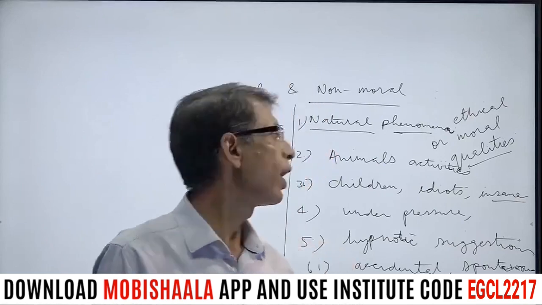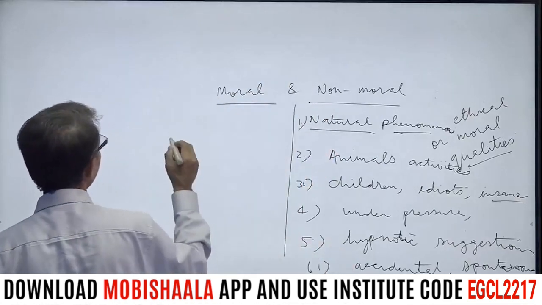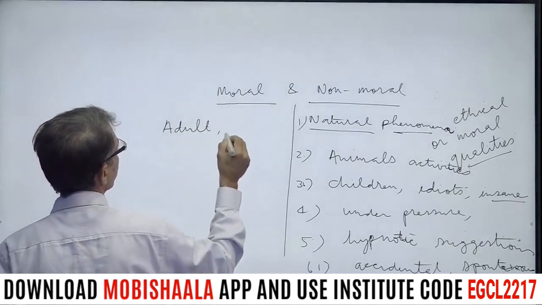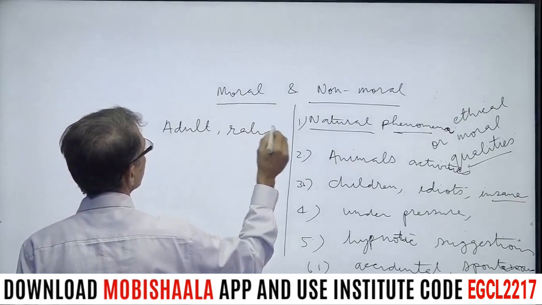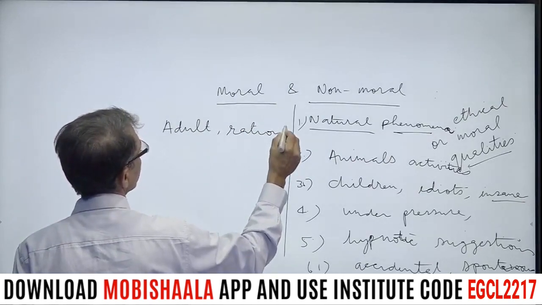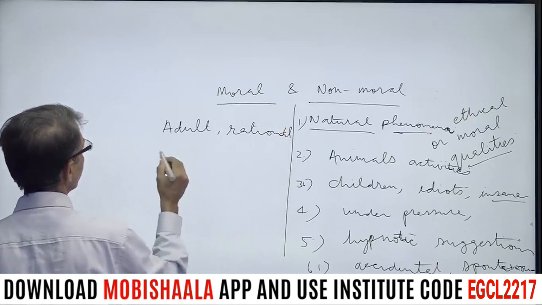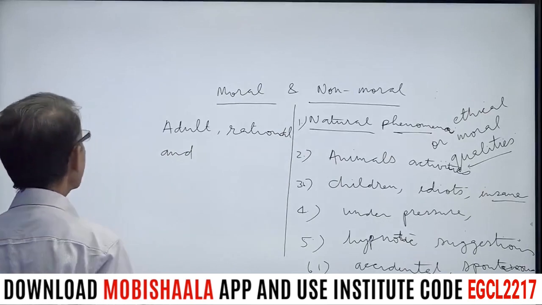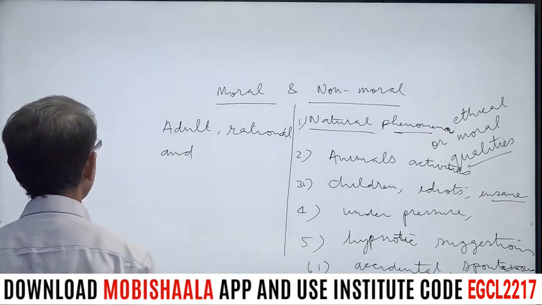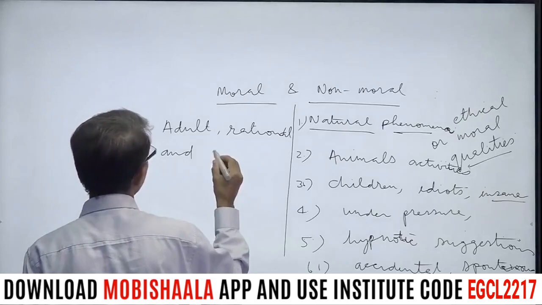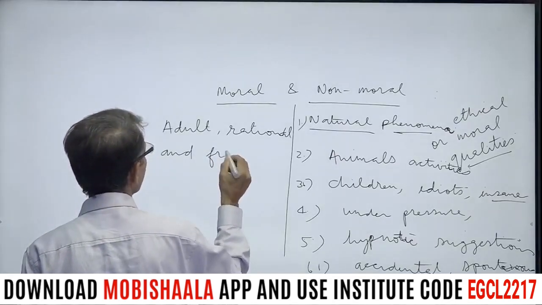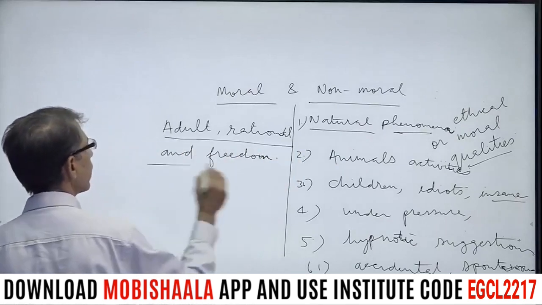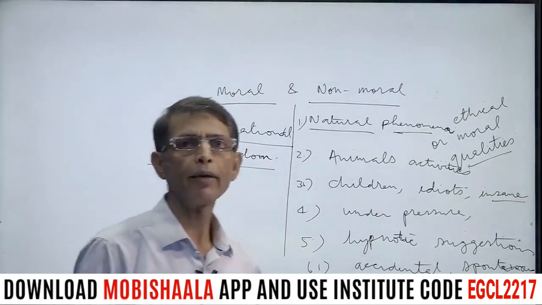Moral is the action which is done by a rational man, an adult rational man. First thing, the man should be adult. He should be rational, and the action must be done by free choice. So the action is done by an adult rational person with freedom of will, a free action of a rational adult man.